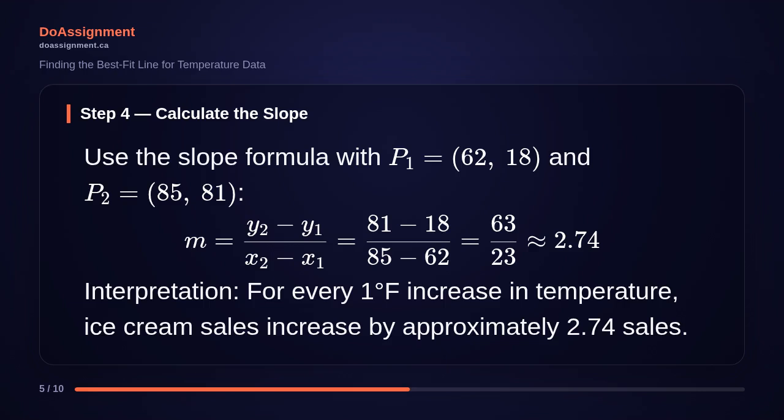We apply the slope formula, y2 minus y1 over x2 minus x1. That gives 81 minus 18 over 85 minus 62, which equals 63 over 23, or approximately 2.74. This means sales increase by about 2.74 for every 1 degree rise in temperature.